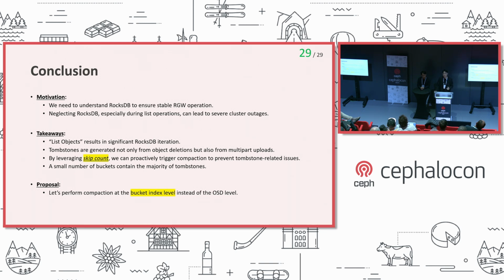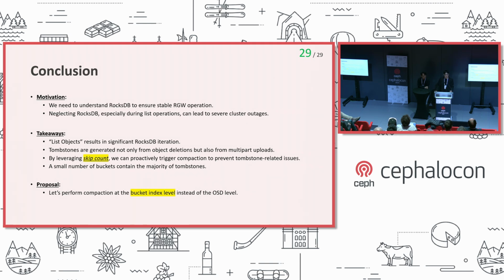And this is the end of our presentation, and I will wrap it up. We need to understand RocksDB to ensure stable RGW operation, and when we neglect RocksDB, especially during list operations, it can lead to severe cluster outages. So these are the key takeaways.